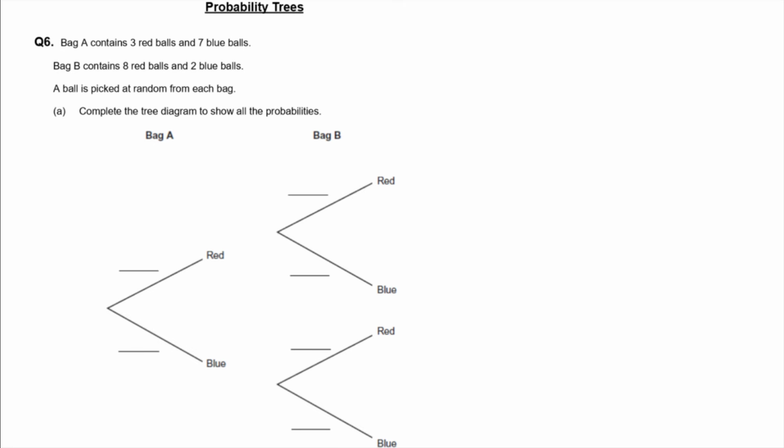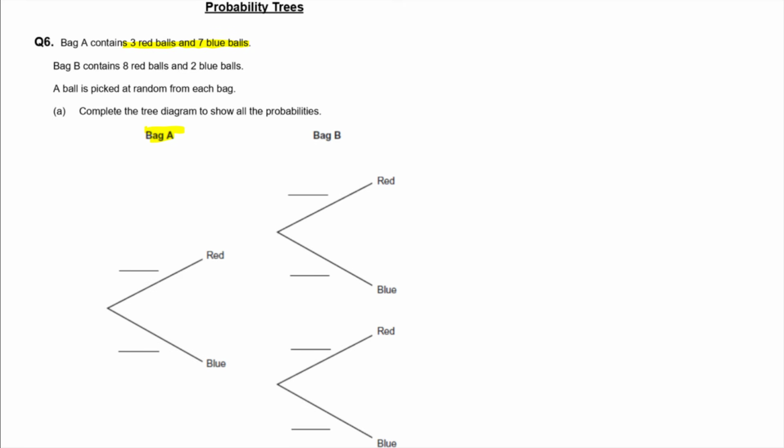So let's have a look at question 6. Bag A contains 3 red balls and 7 blue balls. Bag B contains 8 red balls and 2 blue balls. A ball is picked at random from each bag. Complete the tree diagram to show the probabilities. Okay, so the first section is bag A. Look, and bag A has got 3 red balls and 7 blue balls.